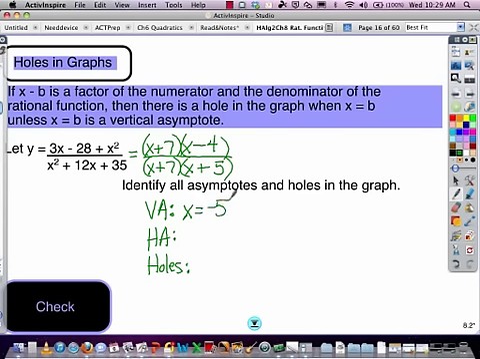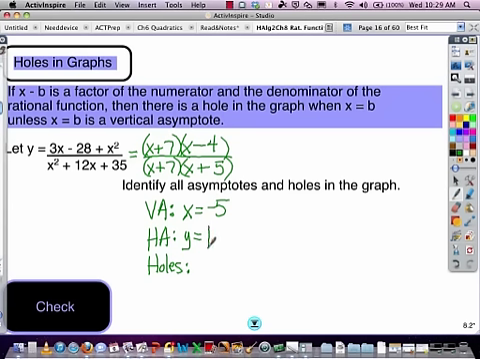Okay, horizontal, we're looking at our p and q's, and it looks like they have the same degree. So we want to go back to our coefficients. So look at your leading coefficients. And on this one, y equals, our numerator's coefficient is a 1. Our denominator's coefficient is also a 1. So we get y equals 1 as our horizontal asymptote.